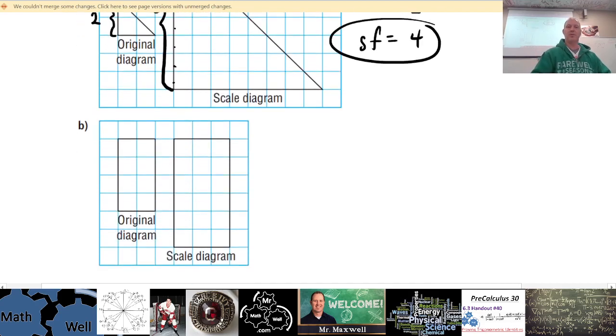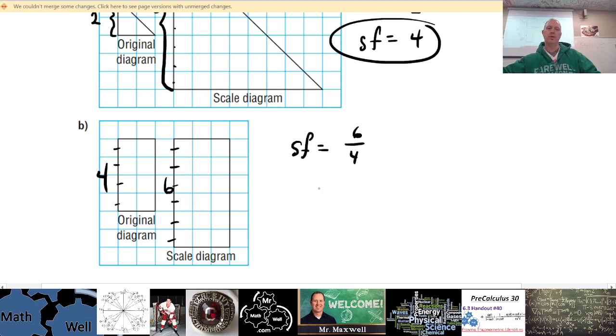Okay, what about B? Well, we've got 1, 2, 3, 4 here. And the corresponding side I can identify as over here. 1, 2, 3, 4, 5, 6. Okay, so the scale factor is going to be 6 over 4. We should reduce that. Please get in the habit of reducing all fractions. And if you want to write this as a decimal, I'm okay with that too. So this would be what? 3 over 2 or 1.5. So either of these would be fine.